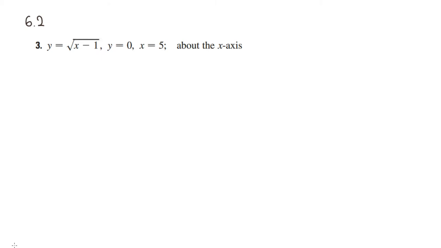All right, let's look at section 6.2, problem number 3. We take a region bounded by y equals square root of x minus 1, y equals 0, which is the x-axis, and x equals 5, and rotate it about the x-axis. We want to find the volume of the solid of revolution. All right, so let's do that.